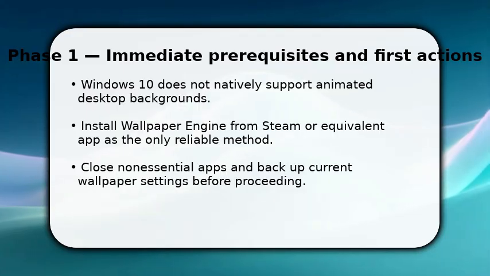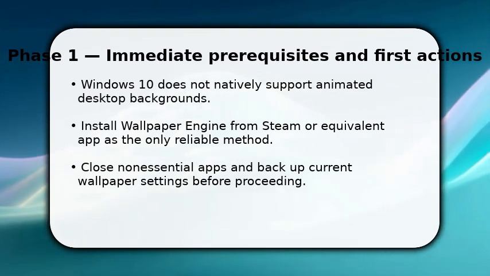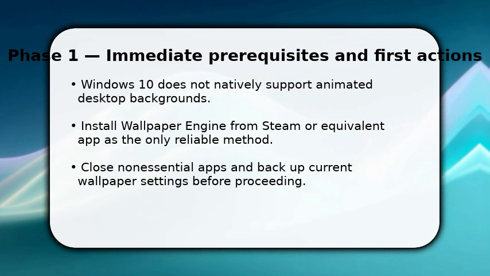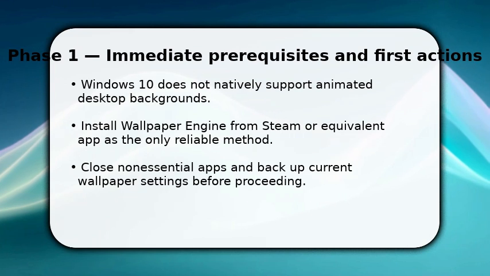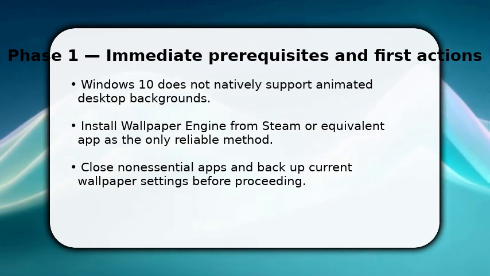You start by accepting that Windows 10 lacks native live wallpaper support. Once done, get Wallpaper Engine from Steam and install it. Make sure to run the installer as administrator. This ensures the app can register itself with Explorer.